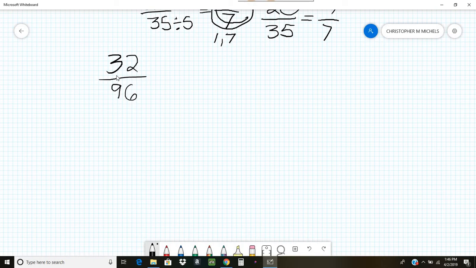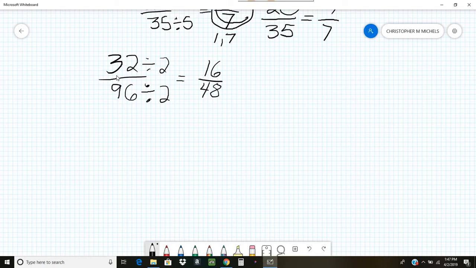So when you look at 32 and 96, one thing you can always do is find something that goes into both of them and reduce it just one time. With 32 and 96, I know 2 goes into both because they are both even numbers. So if I divide this by 2, let's see what that gives me. That'll give me 16 over 96 divided by 2, which is 48.